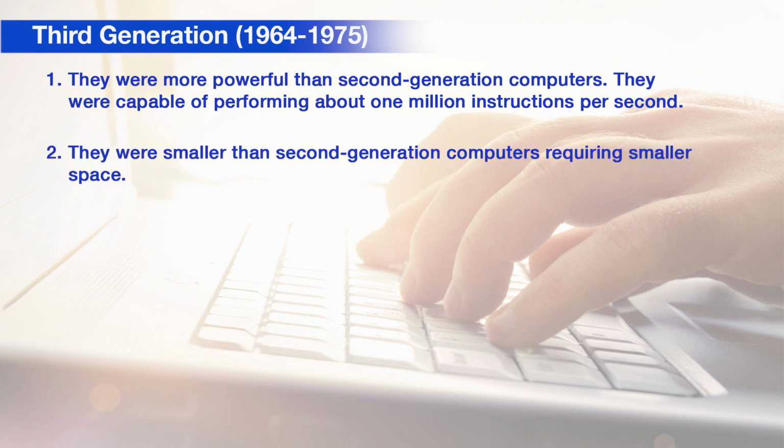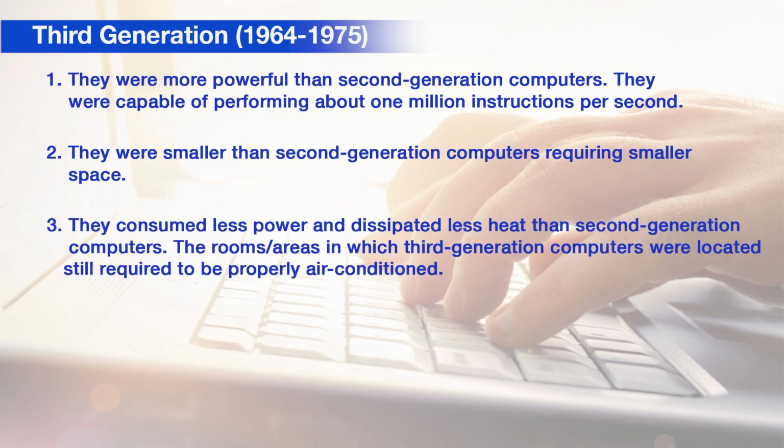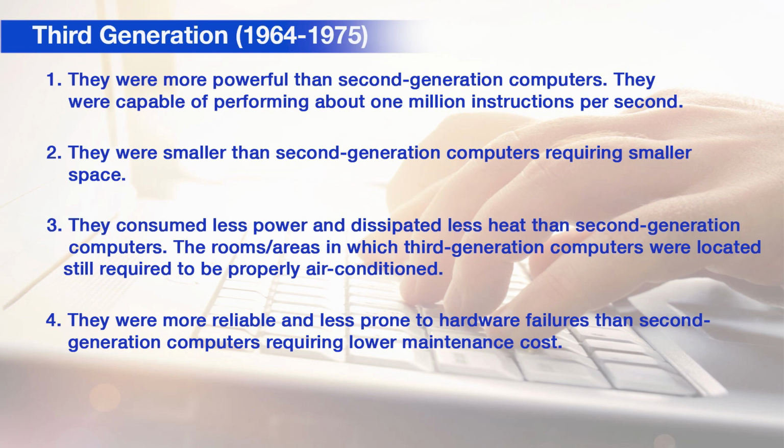Third generation computers were smaller than second generation computers, requiring smaller space, consuming less power and dissipating less heat. The rooms in which third generation computers were located still had to be properly air conditioned. They were more reliable and less prone to hardware failures than second generation computers, requiring lower maintenance cost. They had faster and larger primary and secondary storage as compared to second generation computers.